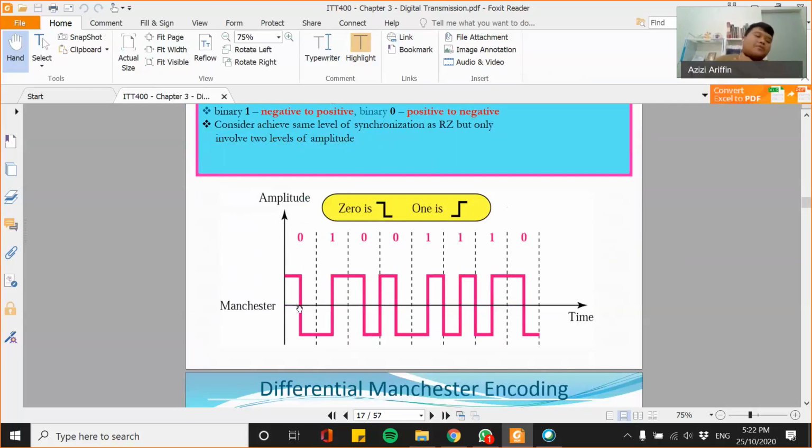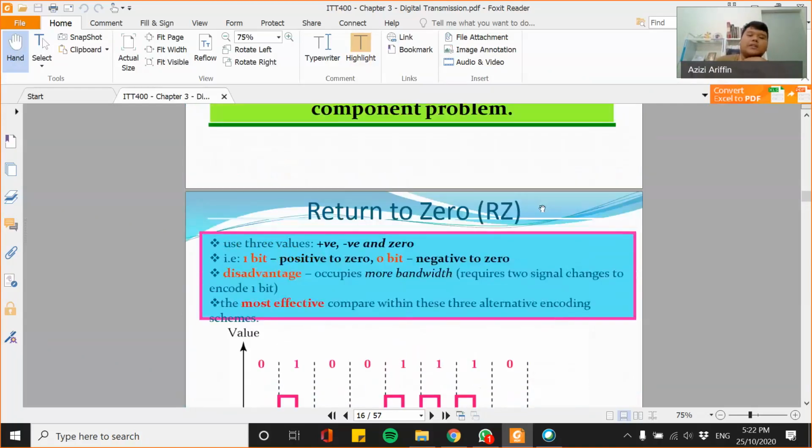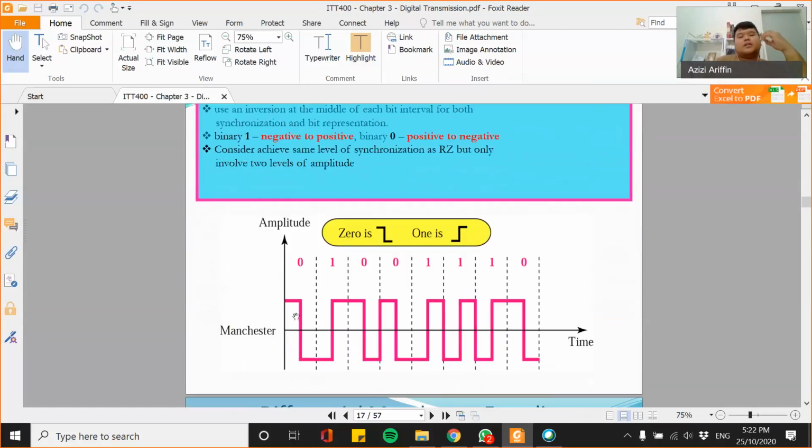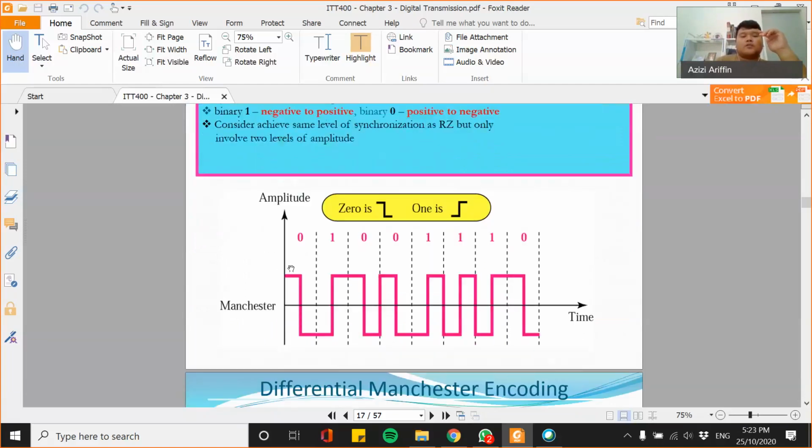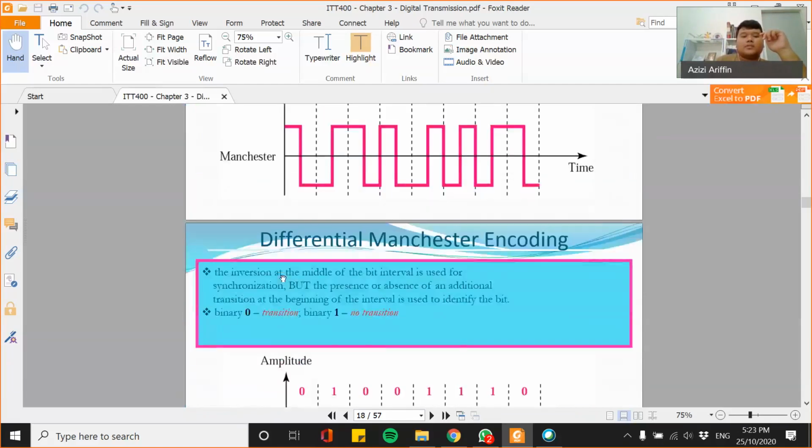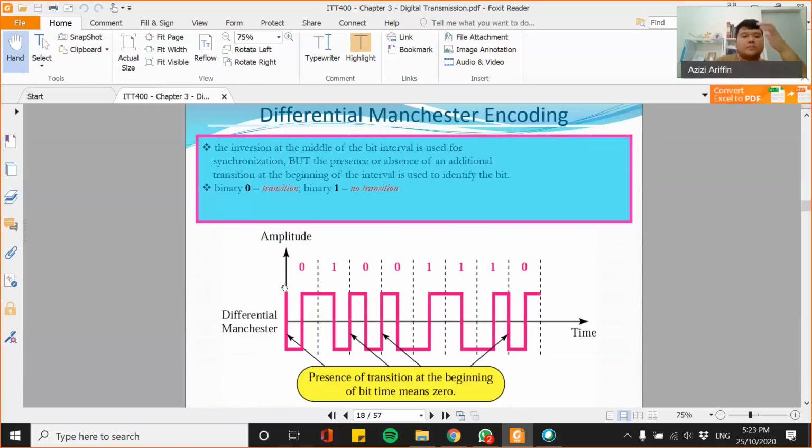So you see, this is more effective when compared with return to zero, because it doesn't require much bandwidth, because we only have one signal element, and it can send one data element. So for example, if we want to represent zero, it's positive then negative. If we want to represent one, it's from negative to positive. Okay. So next, we also have what we call differential Manchester.